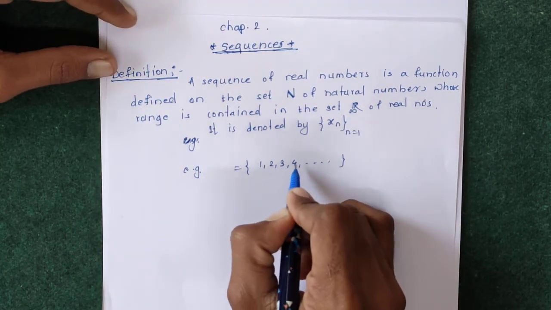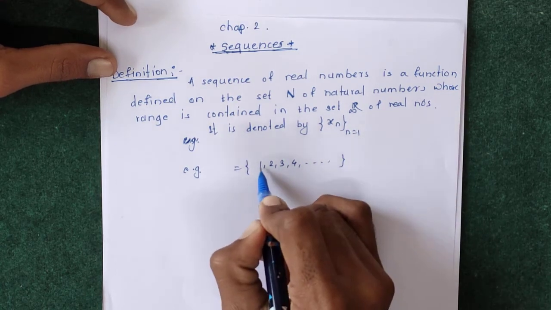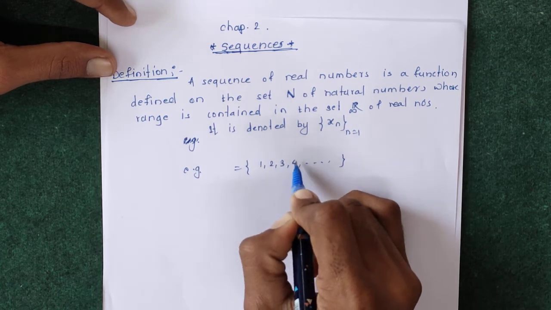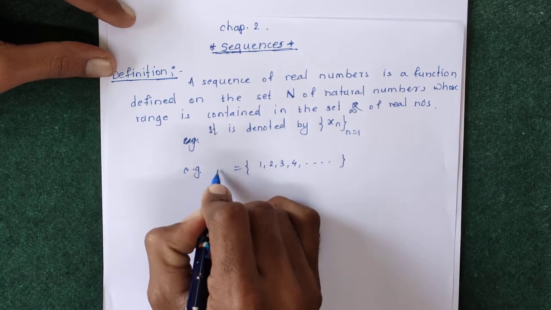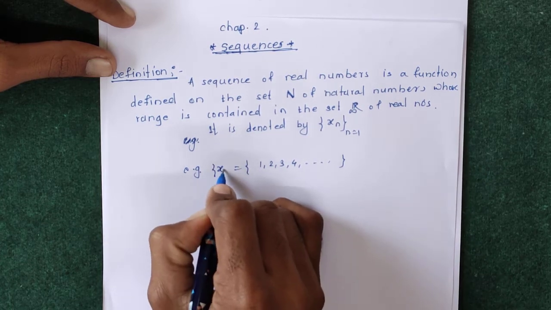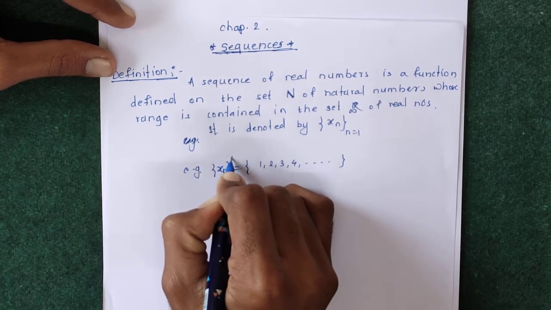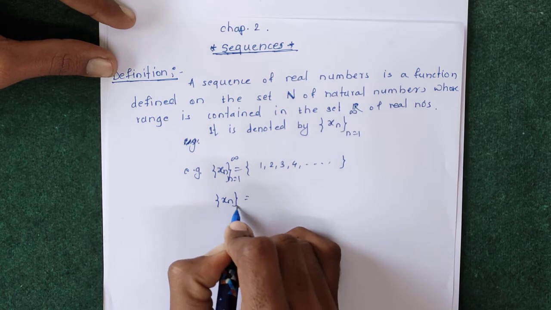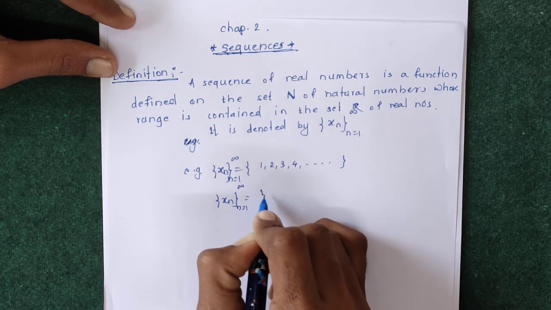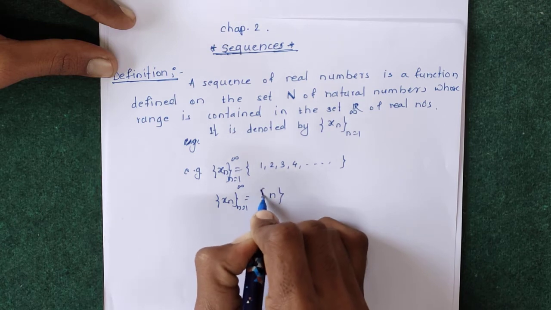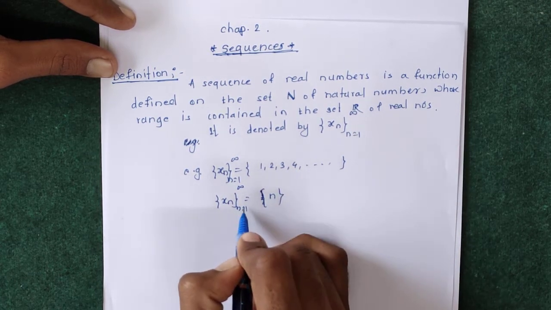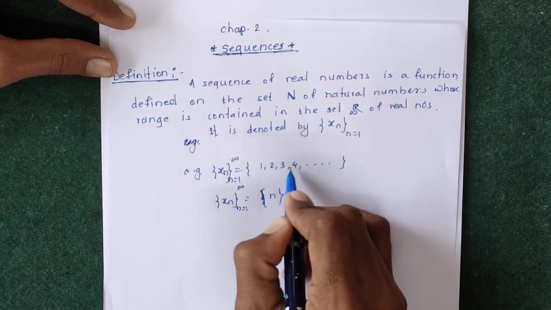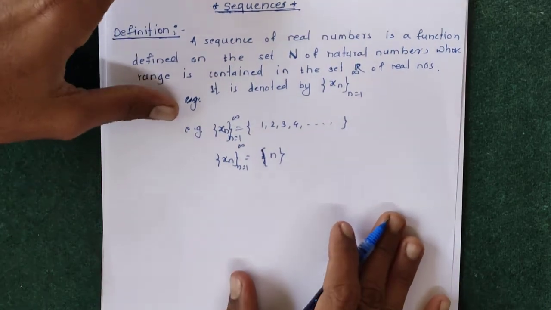These numbers 1, 2, 3, 4 are arranged in a definite manner, because after 1 there is 2. So 1 plus 1 is 2, 2 plus 1 is 3, 3 plus 1 is 4. So this set we can say is the sequence xn, n running from 1 to infinity. And if we define it by a function, suppose xn equals n, then if we put n equals 1 we get 1, if we put n equals 2 we get 2, then 3, 4, 5. This is one example of a sequence.